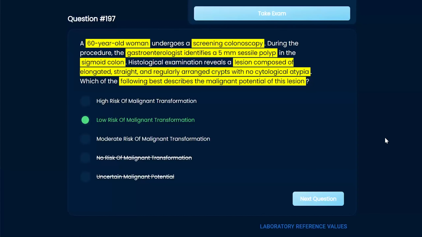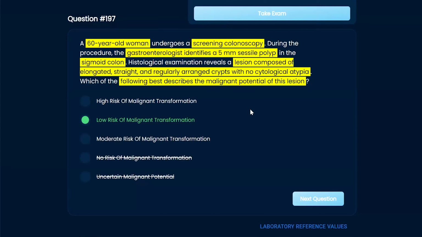That's how I go through questions. I just wanted to give you a train of thought. It's not always correct. I didn't completely talk through my logic of why I picked low instead of high. There's no cytologic atypia. They call it a sessile polyp, but elongated, straight, and regularly arranged crypts means the histology is pretty normal, organized. So in my mind, it's benign.